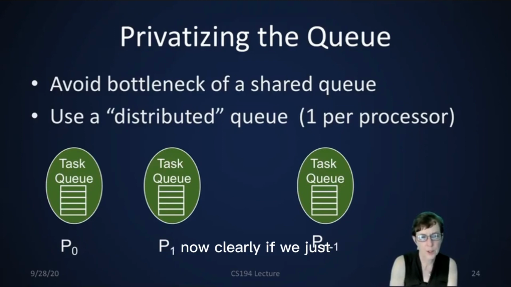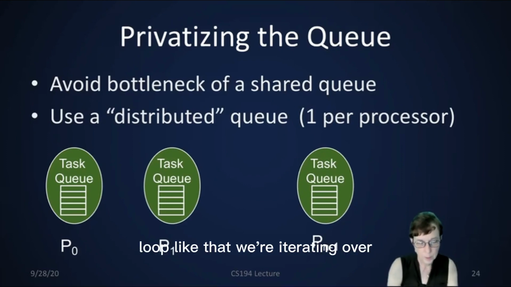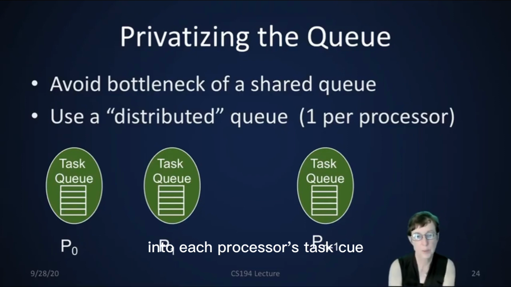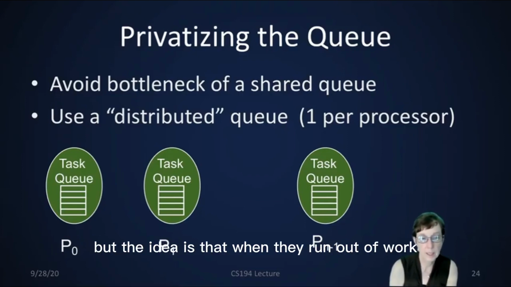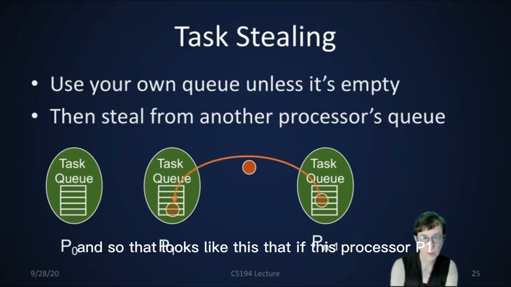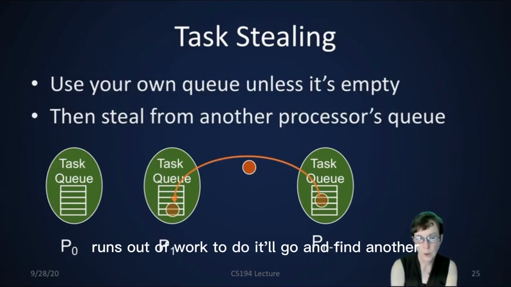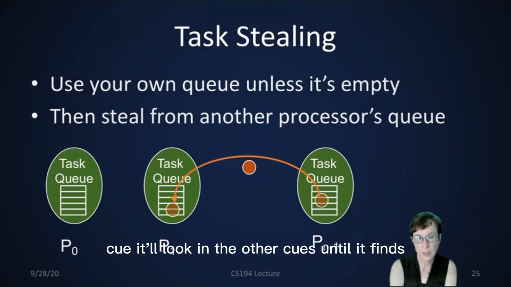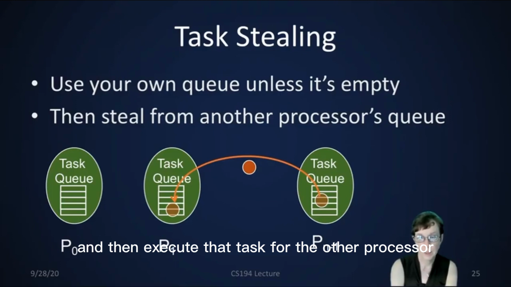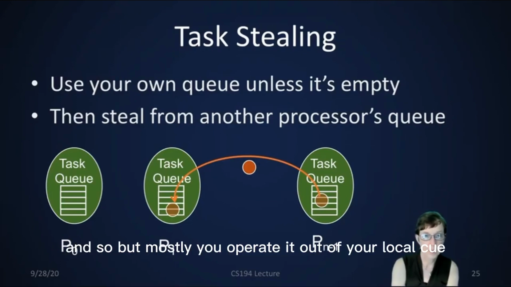If we've got a fixed loop that we're iterating over, we can take a chunk of tasks and put them into each processor's task queue. But the idea is that when they run out of work, they're going to steal from another queue. It looks like this: if processor P1 runs out of work to do, it'll look in the other queues until it finds some other work to do, move one of the tasks over, and then execute that task for the other processor. But mostly you operate out of your local queue.